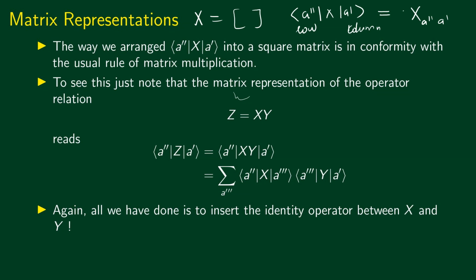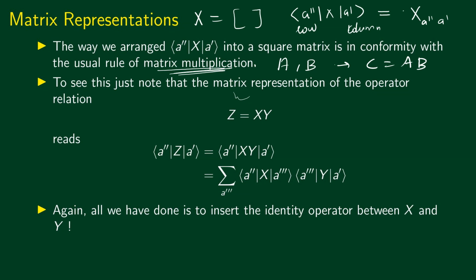Now, with that notation, let's look at operator multiplication. The way we arranged bra a double prime X ket a prime into a square matrix is in conformity with the usual rule of matrix multiplication. What's our usual rule? Suppose we have two matrices A and B, and let C be equal to the product of these matrices. C is equal to AB.